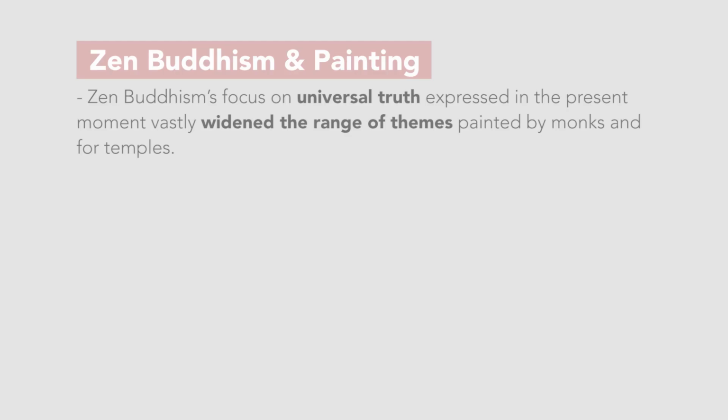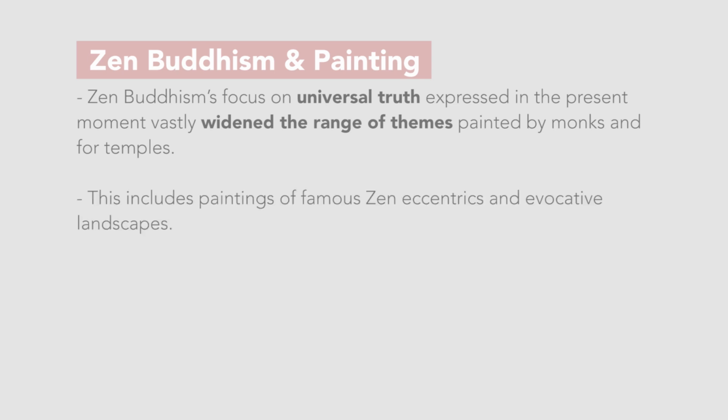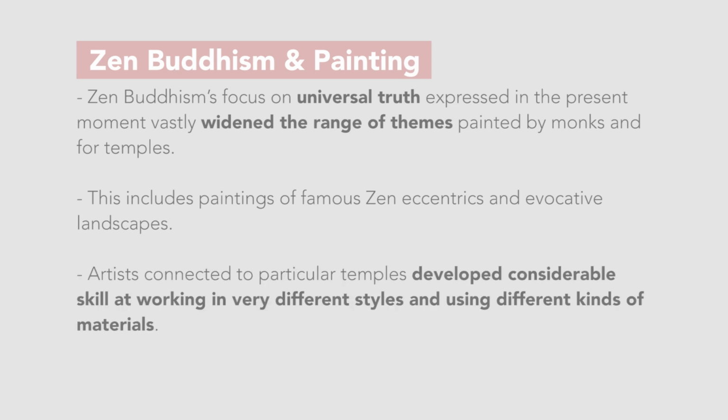Zen Buddhism's focus on universal truth expressed in the present moment vastly widened the range of themes painted by monks and for temples. This includes paintings of famous Zen eccentrics and evocative landscapes. Artists connected to particular temples developed considerable skill at working in very different styles and using different kinds of materials.